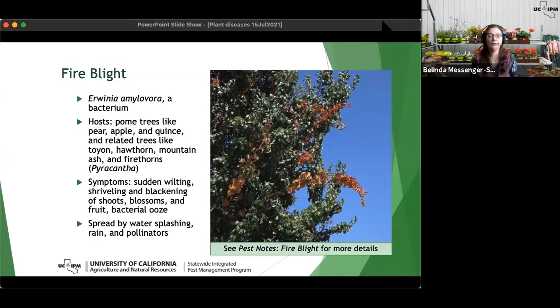It causes wilting and this distinctive blasted look where the shoots and flowers shrivel up and turn brown and then black.